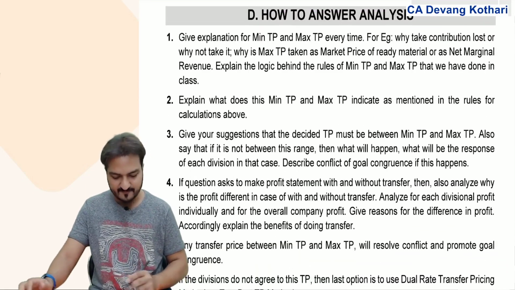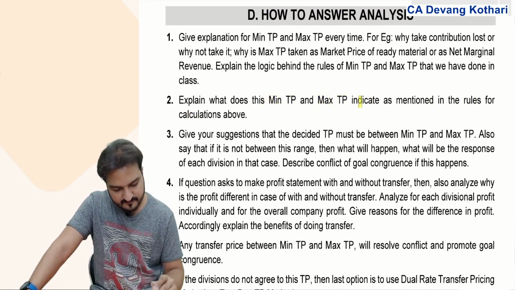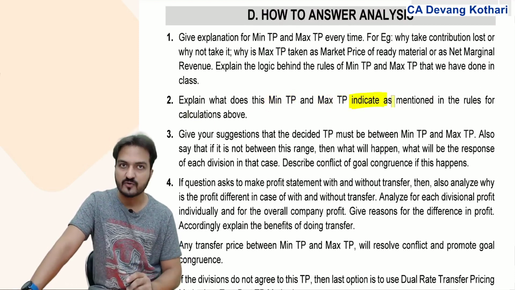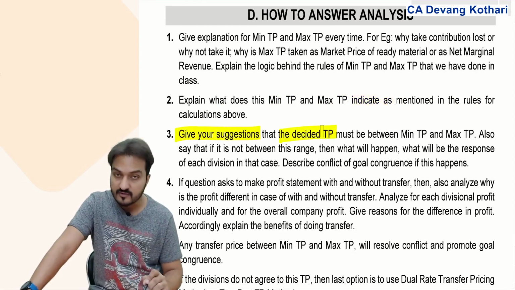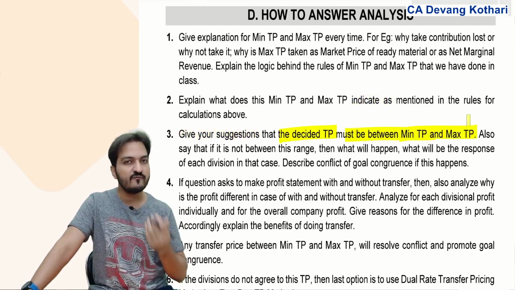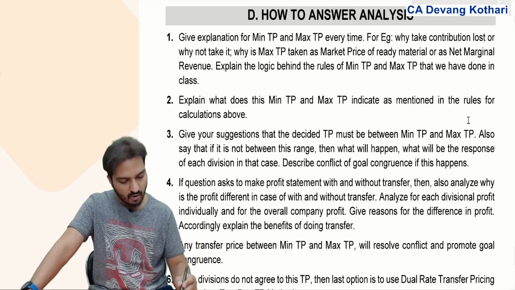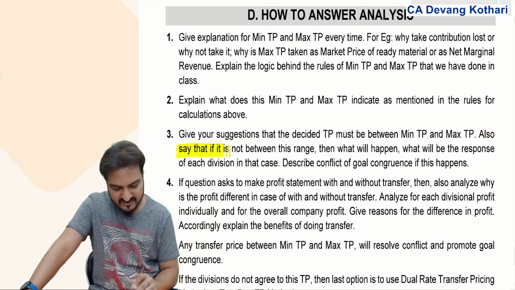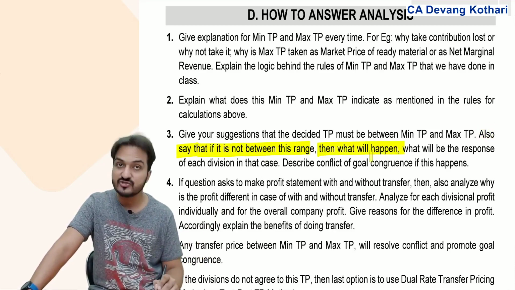Okay. So explain what this minimum TP, maximum TP indicate. Interpretation you have to write. And then a third, give your suggestion that the decided transfer price must be between minimum TP and maximum TP. You give your recommendation that you should decide a transfer price between minimum and maximum. Also, say that if it is not between this range, then what will happen?